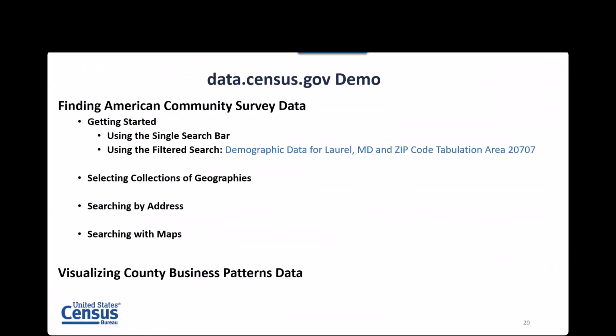All right, so now we've looked at using that single search bar. Now let's take a look at using the other primary way to search in the site, which is using that filtered search. For this, we're going to find demographic data for Laurel, Maryland. We want to find it for Laurel, and then for the zip code tabulation area that's there, 20707.